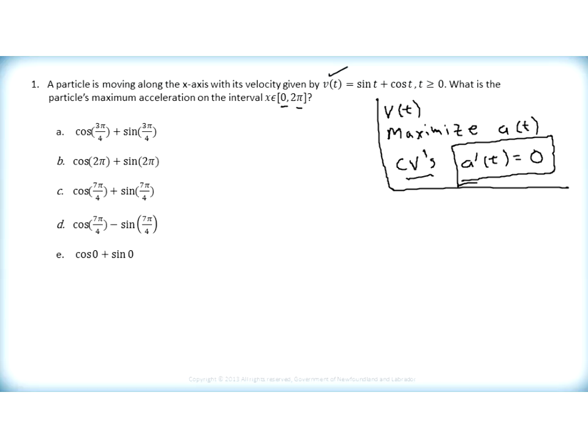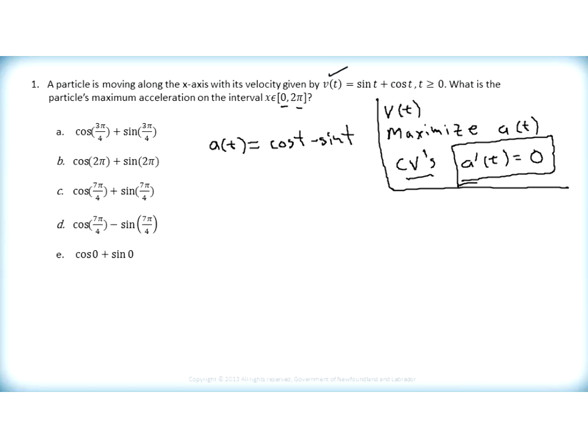So, wow, cool stuff. All right, so let's get the derivative of velocity first to get an acceleration function. So acceleration is going to be v prime, which will be the derivative of sine, which is cosine t, plus the derivative of cosine, which is minus sine t.